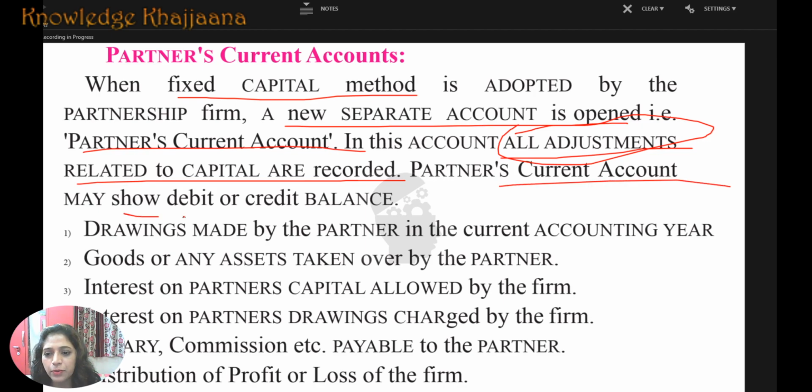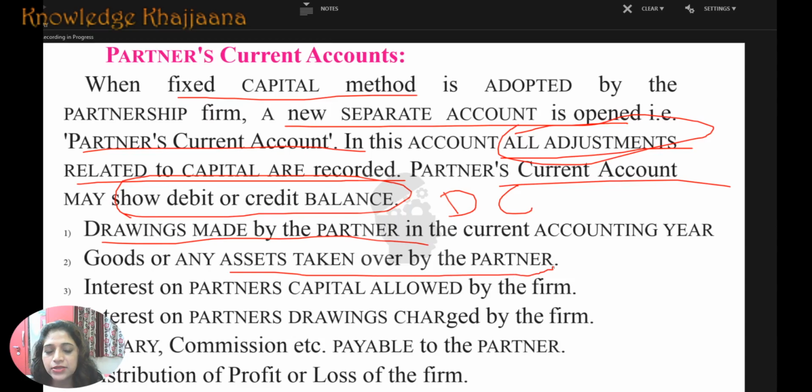The partner's current account may show a debit or credit balance. Why, when, and how, we will discuss later on. Now see which other transactions are maintained in the current account. Drawings made by the partner, then any assets taken over by the partner as drawings, goods or any assets taken as drawings. Interest on partner's capital allowed, that is, interest is given on the partner's capital. Then interest on partner's drawings charged.